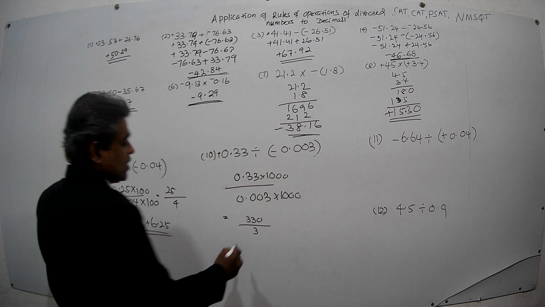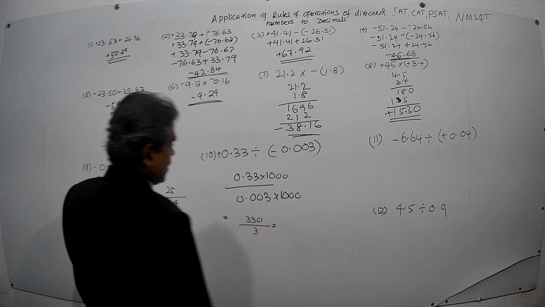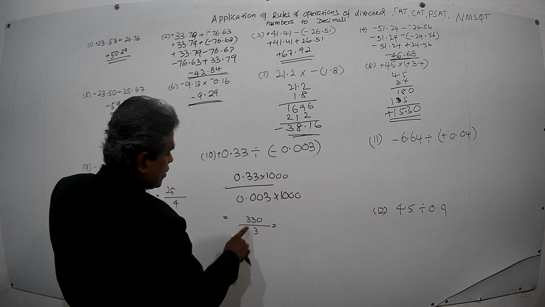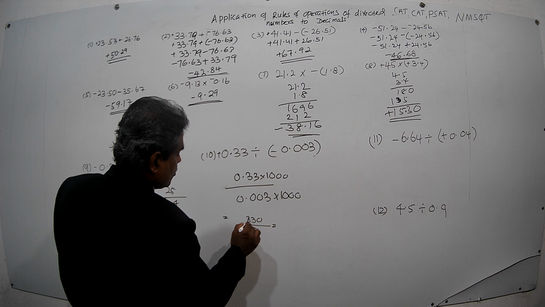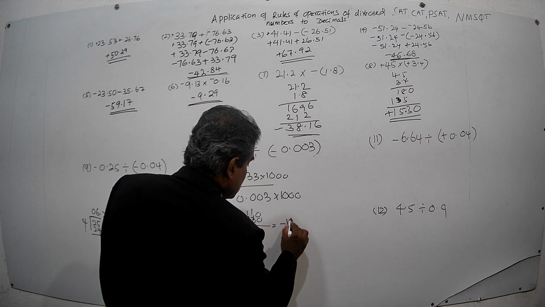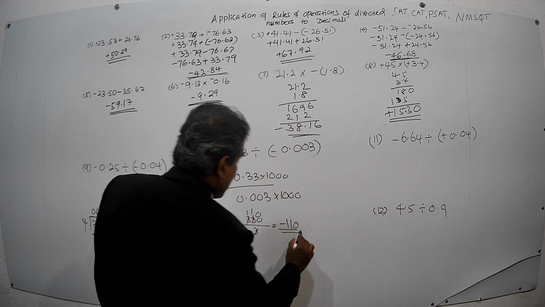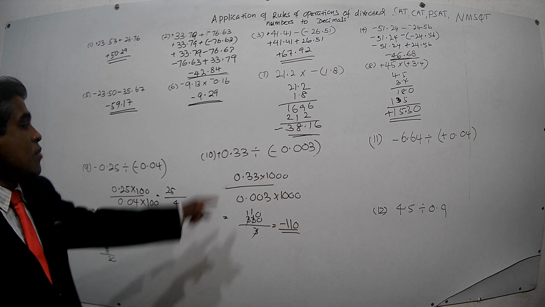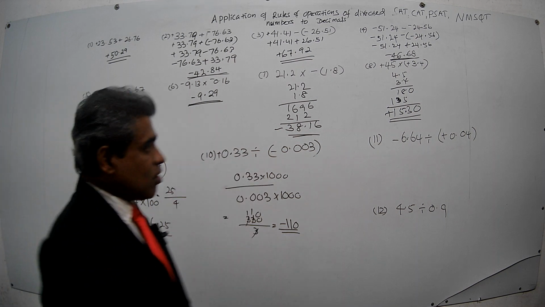Then division is very easy in this case. What is that? 3 times 1, 3 times 1, and 6. Then 110, but it should be negative because we have divided two numbers of different signs. Right, now go to the next one.